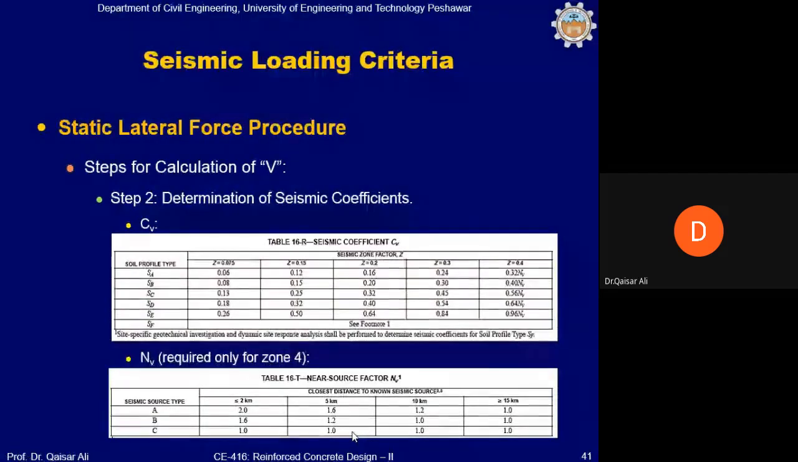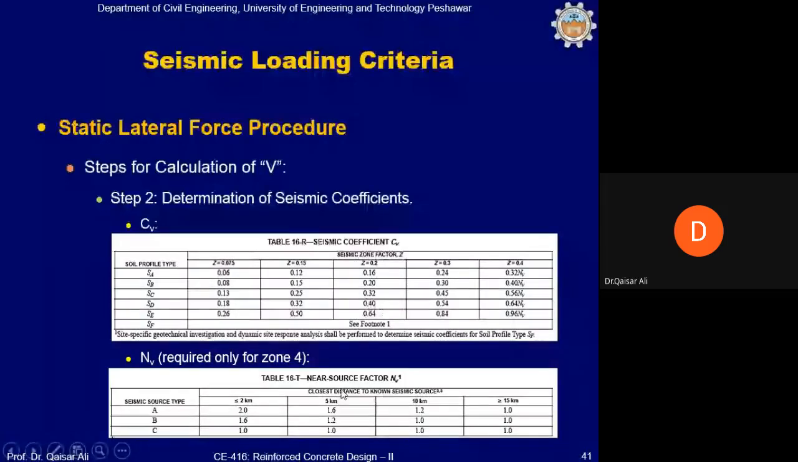Step 2 is determination of seismic coefficient Cv. Cv is obtained from table 16-R. Depending on zone and soil type, this factor is selected from this table. For example, let's say you are working in zone 2B. For seismic zone 2B corresponding to SD type soil, the factor Cv, which is used in the equation for base shear, is 0.4. So in this way, you can obtain this very easily.